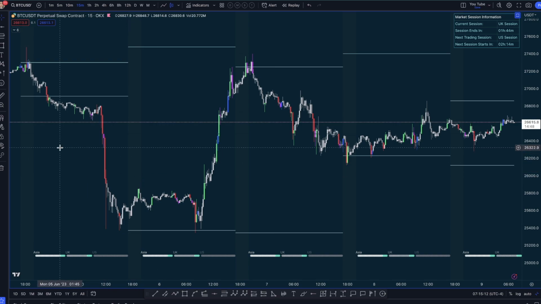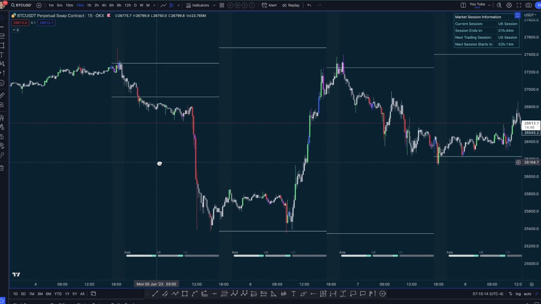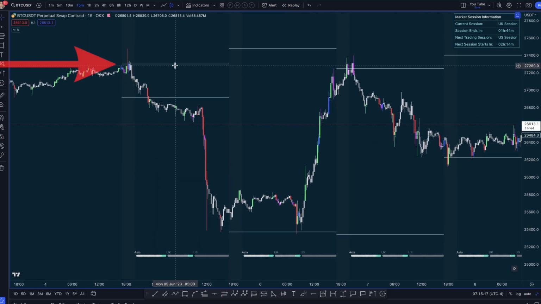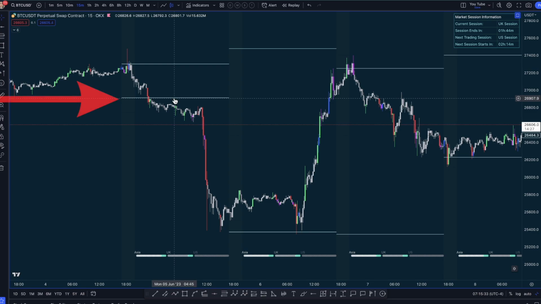So just to briefly go over exactly what the high and the low of the day is. The high of the day is the highest point that price went the day prior to the day you're trading between 5 p.m. New York to 5 p.m. New York. And the low of the day is the lowest point that price went between 5 p.m. New York to 5 p.m. New York the prior day to the day that you're trading.